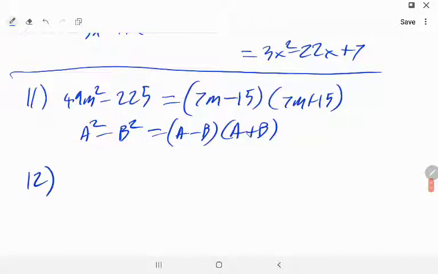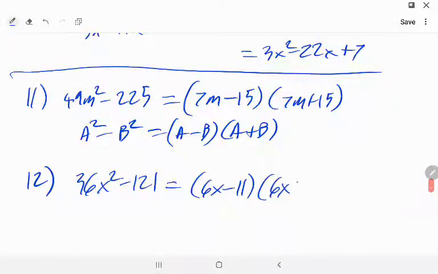Number 12, same idea. We've got 36x squared minus 121. Again, we should recognize 36 is 6 squared, and then 121, we either recognize that's 11 squared, or we take our calculator, take the square root of 121, and find out that it's 11. And so we get the quantity 6x minus 11 times the quantity 6x plus 11. So difference of squares questions are not supposed to be the hard questions.